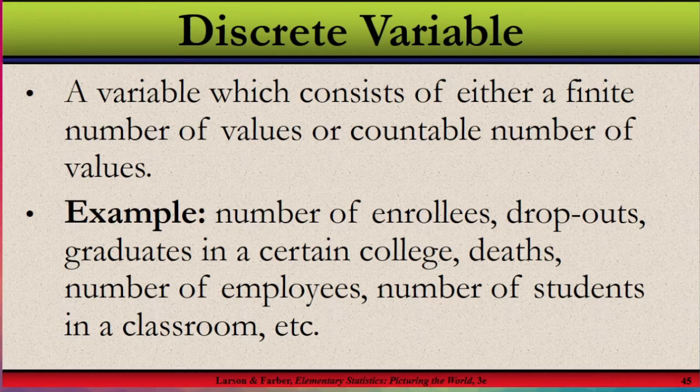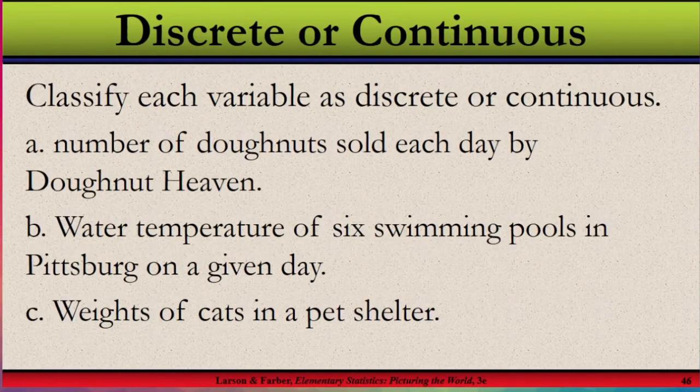So, magbigay tayo ng example ulit. Classify each variable as discrete or continuous. Number 1, number of donuts sold each day by Donut Heaven. So sa palagay nyo, discrete ba siya or continuous? Okay, discrete siya, so nabibilang. Okay, next. Water temperature of 6 swimming pools in Pittsburgh on a given day.